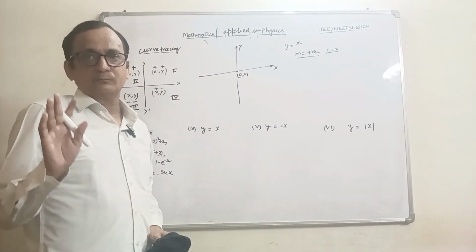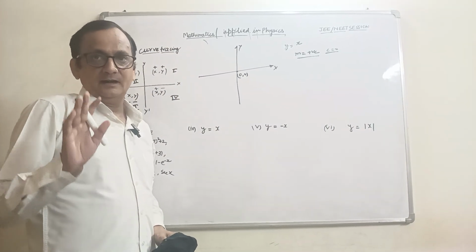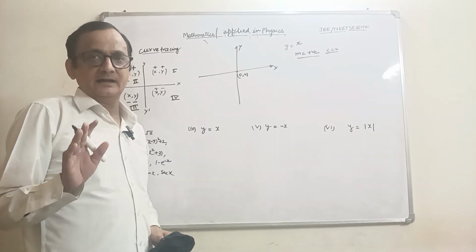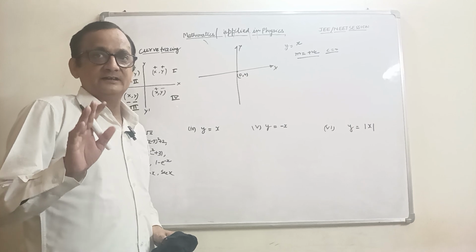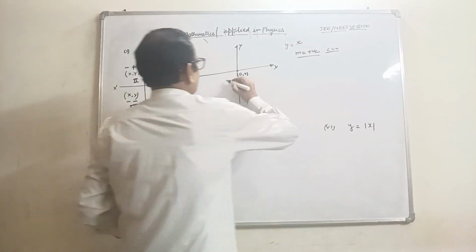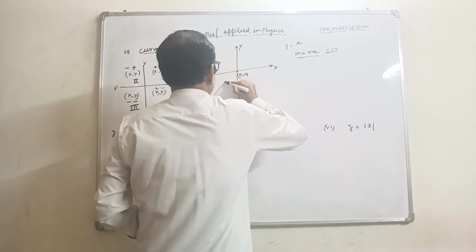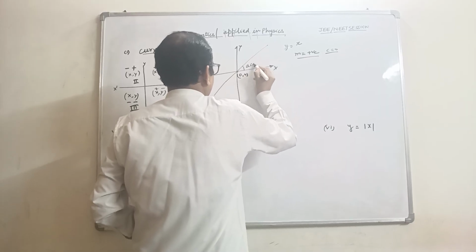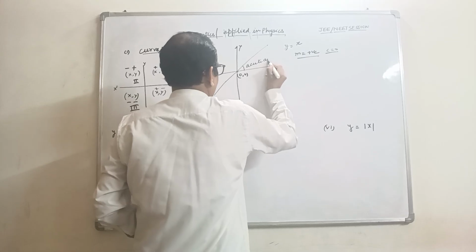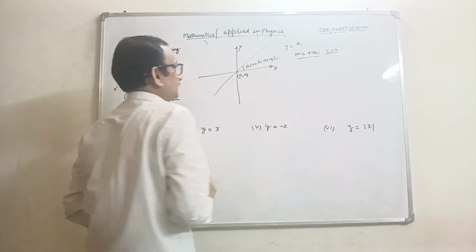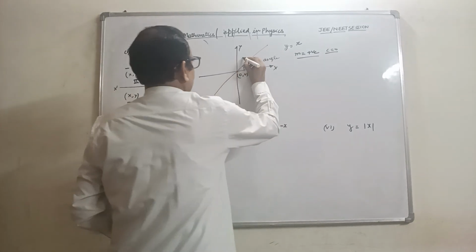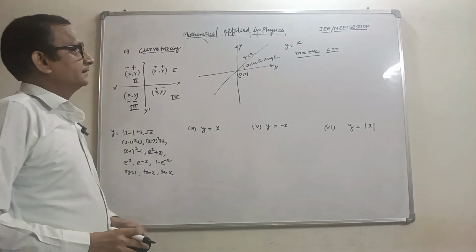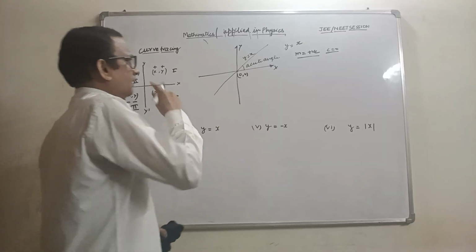We know that for a positive slope, the line makes an acute angle with the x-axis. So this is the line, making an acute angle. This is the equation of the line y is equal to x.